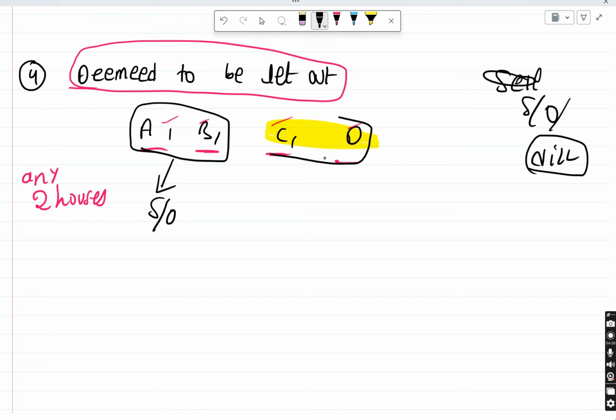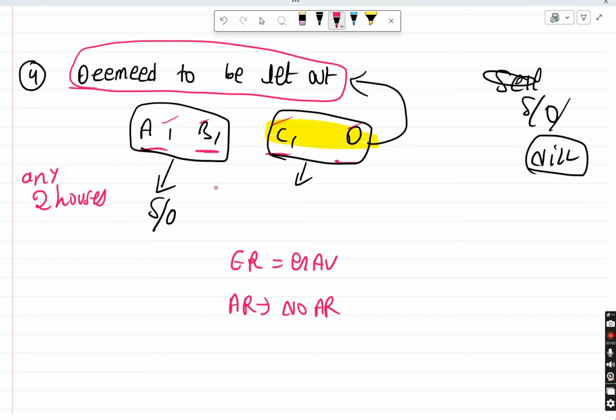Whether you have given it on let out or not, I don't know, but assume that it is deemed to be let out. These houses will be considered as deemed to be let out. If it is deemed to be let out, then I will say here expected rent is equal to GAV. Why? Because there is no actual rent. No actual rent, right? Because I did not let it out to anybody. So that's why expected rent will be considered as the gross annual value.